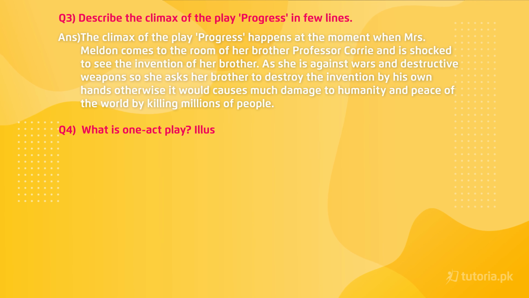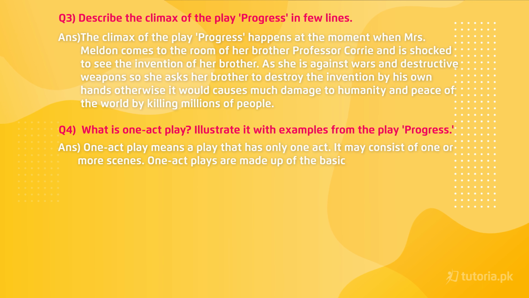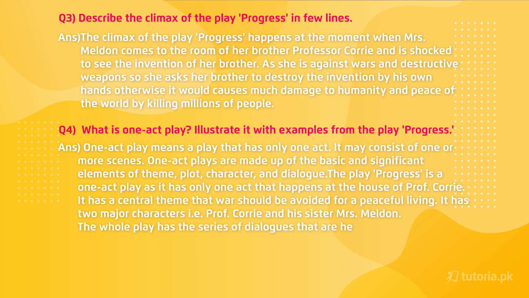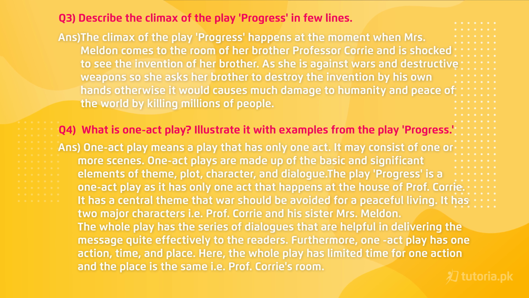Fourth question, what is a one-act play? Illustrate with examples from the play Progress. Answer: a one-act play means a play that has only one act. It may consist of one or more scenes. One-act plays are made up of the basic and significant elements of theme, plot, character, and dialogue. The play Progress is a one-act play as it has only one act that happens at the house of Professor Corey. It has a central theme that war should be avoided for peaceful living.